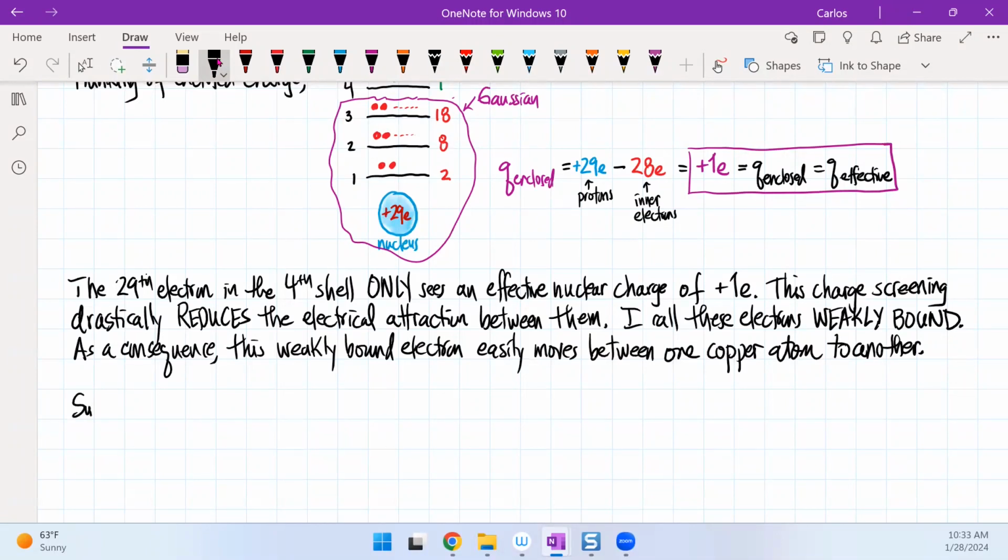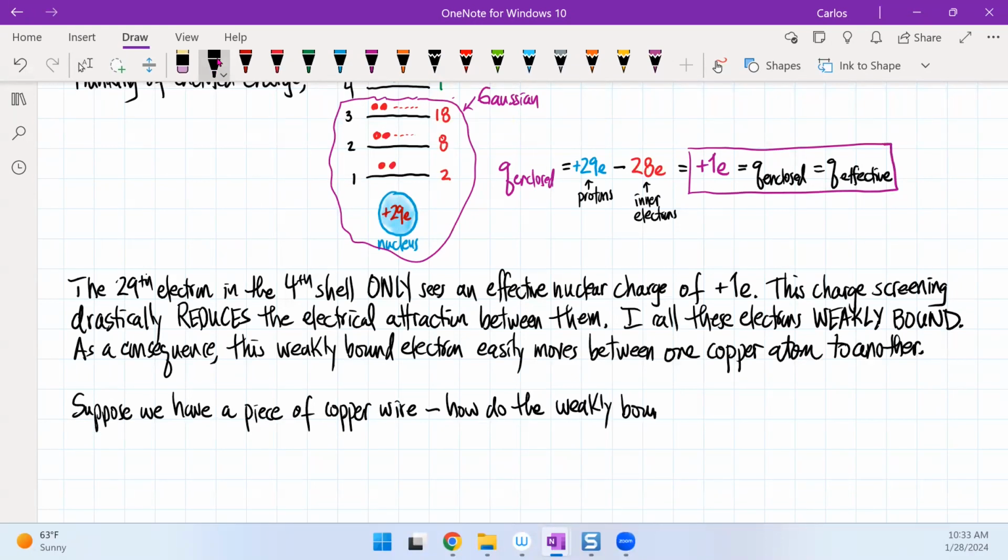Now, suppose we have a piece of copper wire. How do the weakly bound electrons move?